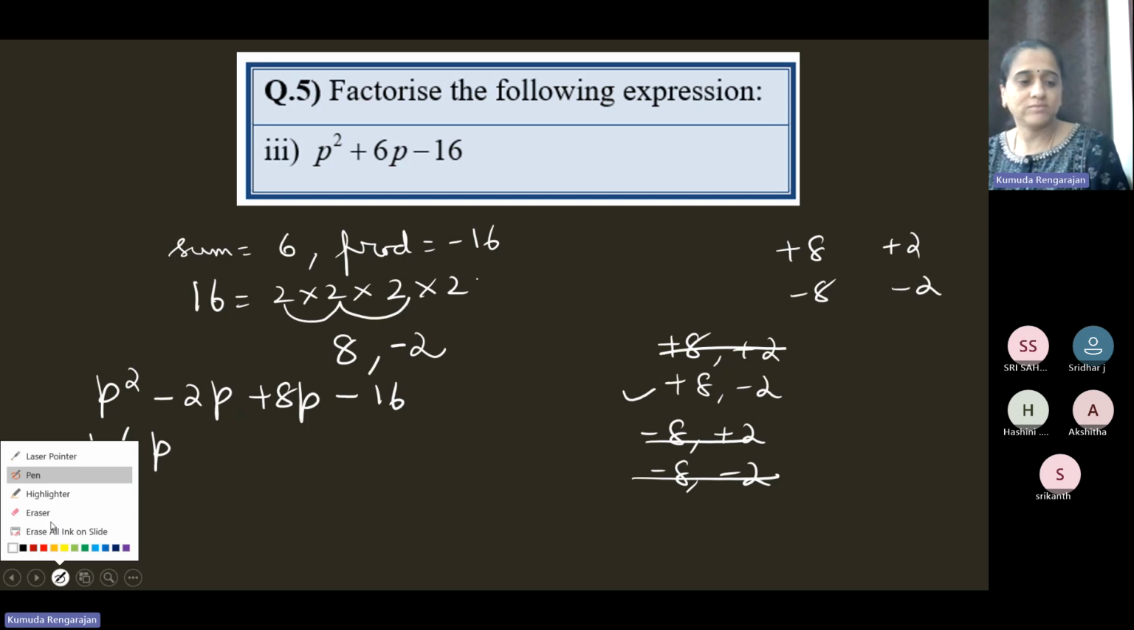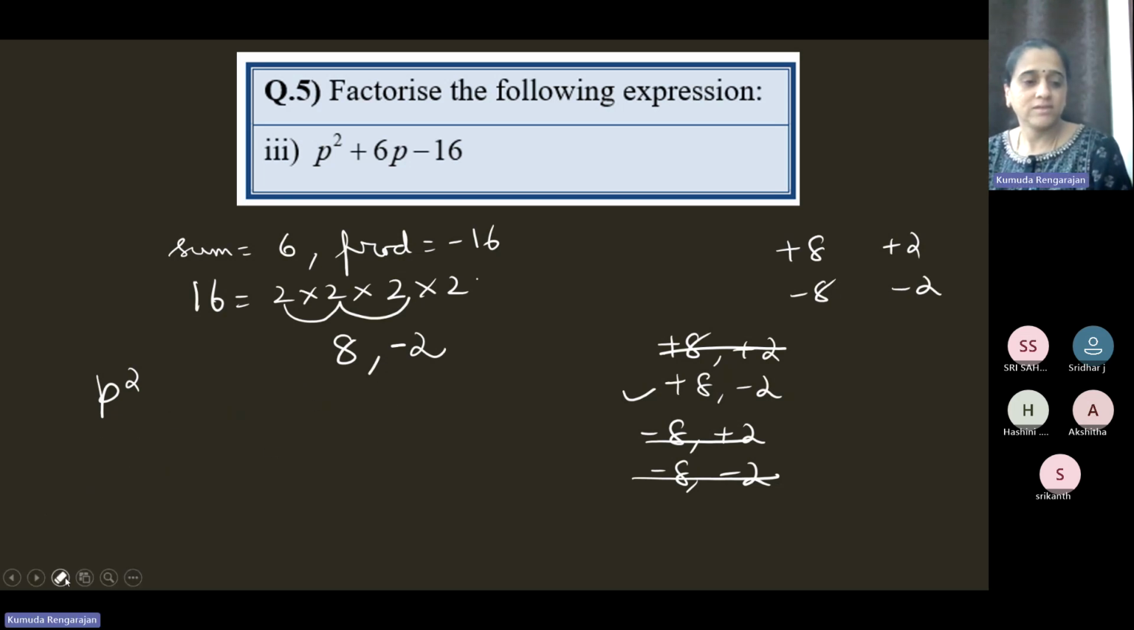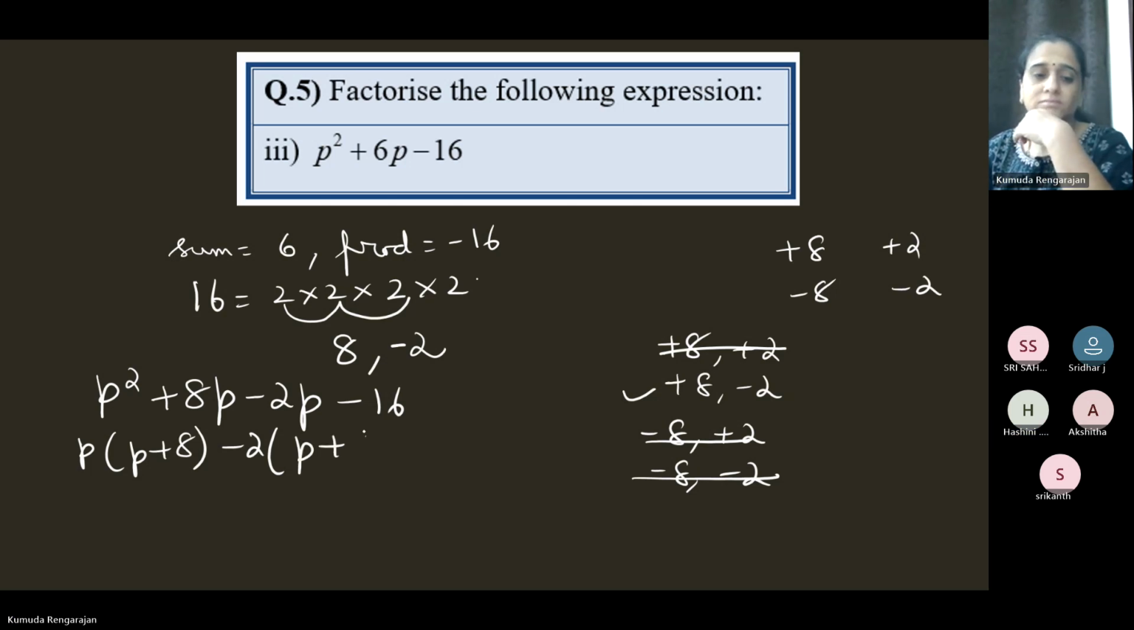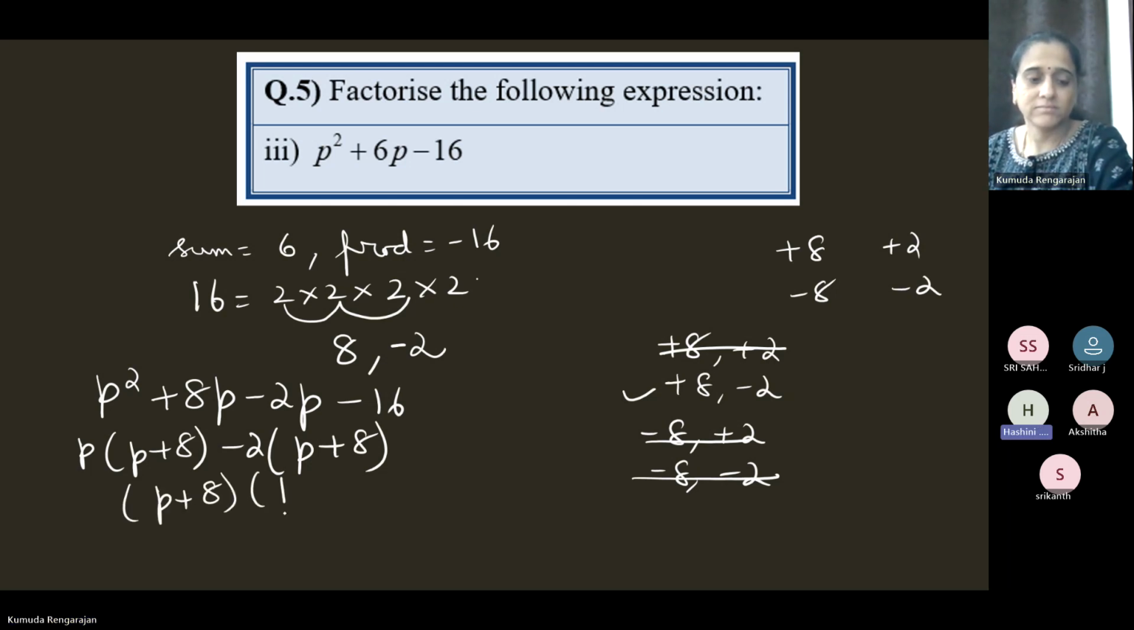Then you have written +8p first. Anything can be written first. P squared plus 8p minus 2p. Split the middle term. Plus 8p minus 2p minus 16. P is common. Yes, Hasini, continue. Okay, Avnish. P into P plus 8, minus 2 into P plus 8. P plus 8 into P minus 2, ma'am. Correct. Very good, Hasini. Avnish, very good. Thank you.